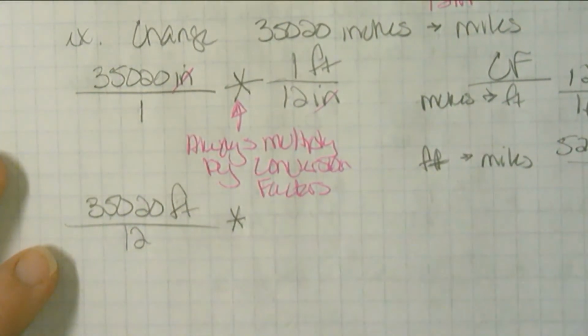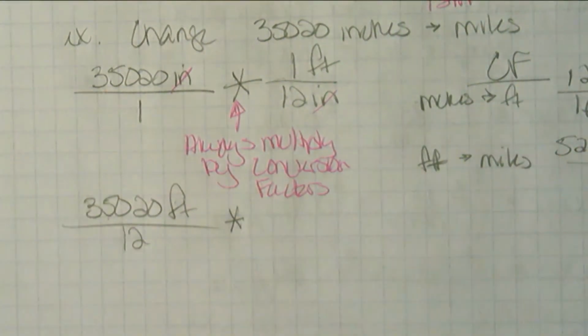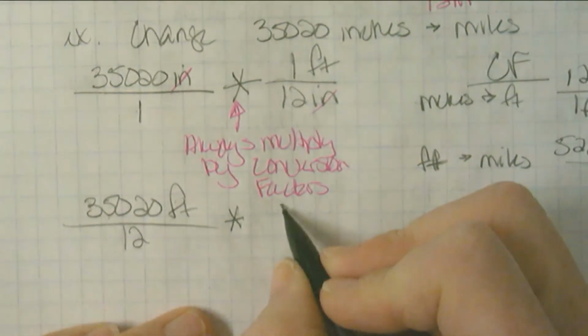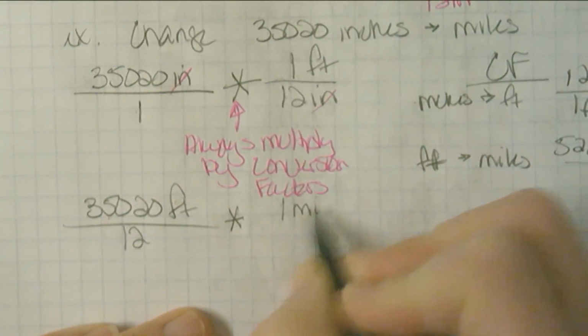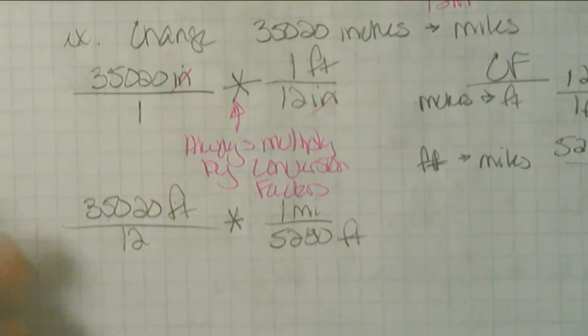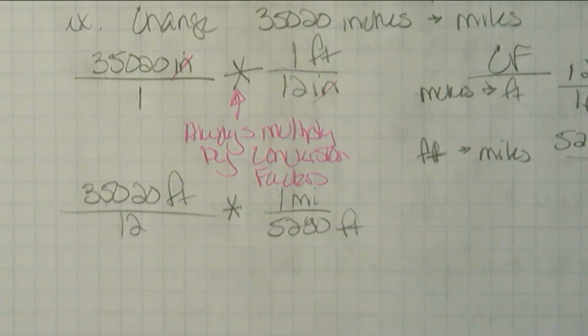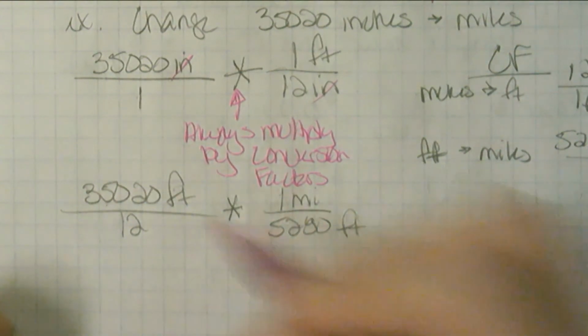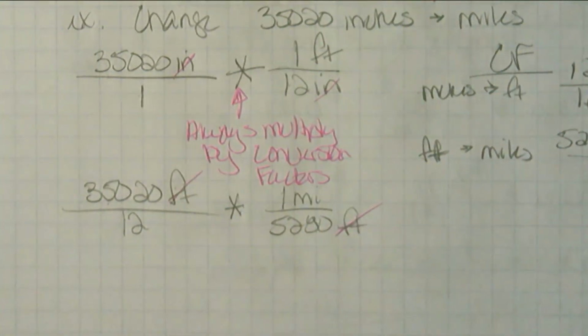Now I need to change my feet to miles. So now, what am I going to do? What am I going to multiply my new given by? Excellent. How do I know that she did that right? How do I know she set the feet up right? Yep, my feet divide out, so I know I did that right.